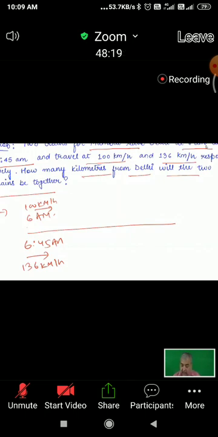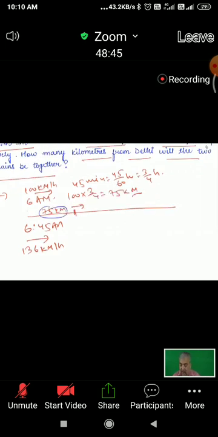45 minutes means 45 by 60 hour, that is 3 by 4 hour. So the first train will cover 100 into 3 by 4, that is 75 kilometers. Means the first train has covered 75 kilometers, then the second train started. Obviously, this gap of 75 kilometers, which the first train has already covered, when this gap will be covered by the second train, obviously the second train will overtake the first train.